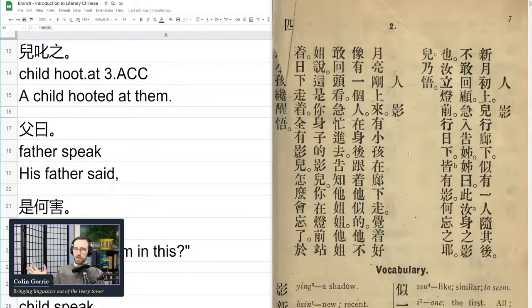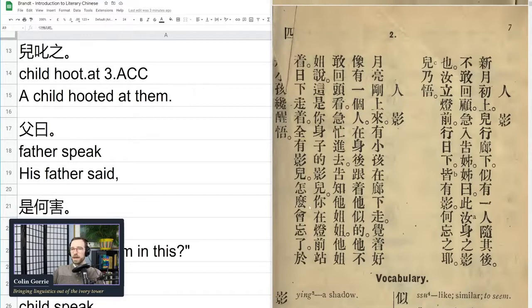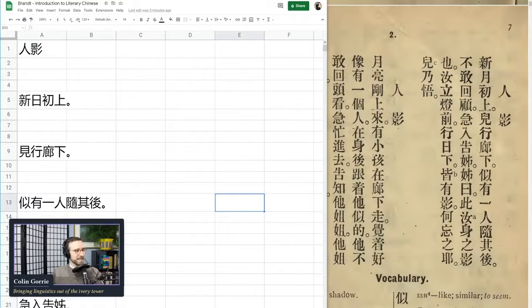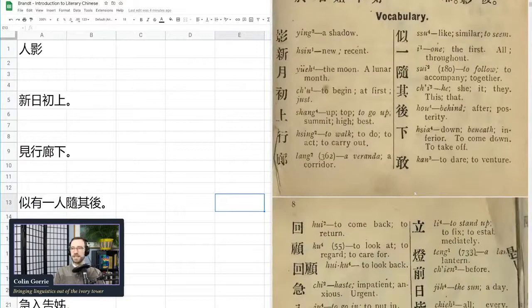For those of you who are not familiar with the structure of this textbook, we have the classical or literary Chinese text on the right. We have a Mandarin text on the left, which is a translation of the classical Chinese. We're just going to focus on the text on the right. And I stayed up last night and I wrote out the text. I hope I didn't make any mistakes. So we are going to go down to our vocabulary, and we are going to translate.